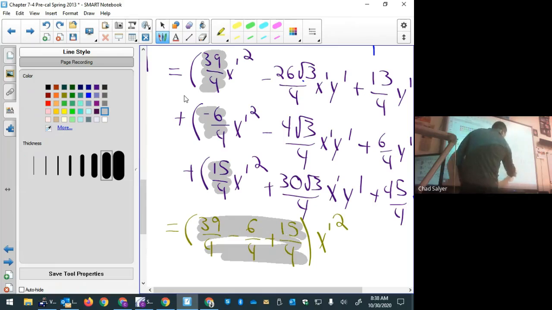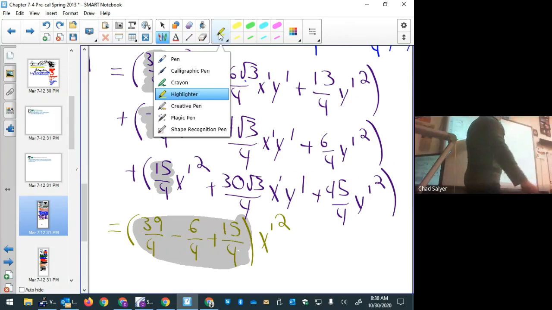Does this make sense to you guys what I'm doing here? I took all the x squared terms and just wrote them as a single term. So I'm combining like terms. All these x prime squared terms, I've written here in one place. I'll do the same, of course, with the others. All right, back to the pen.